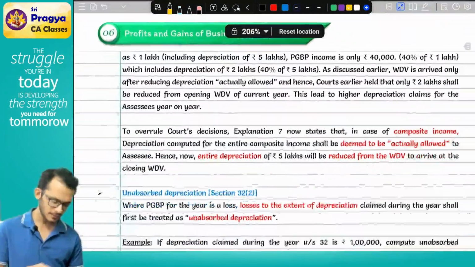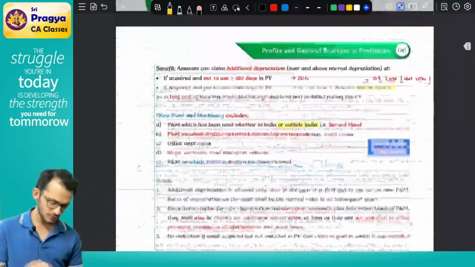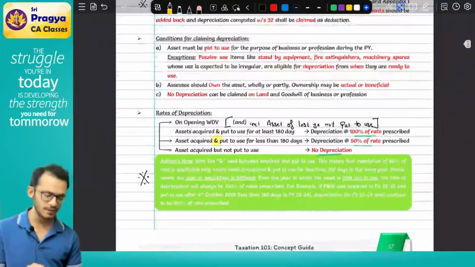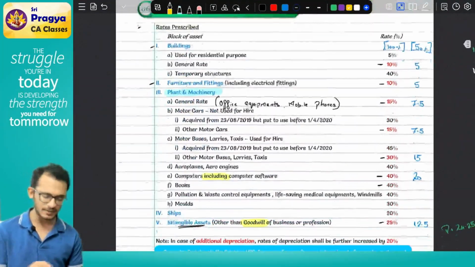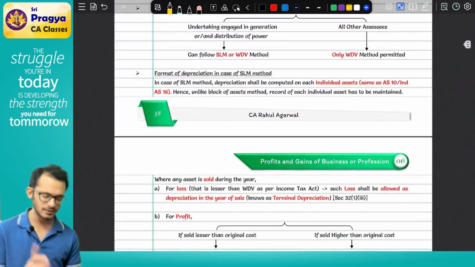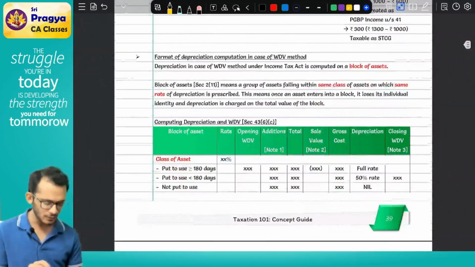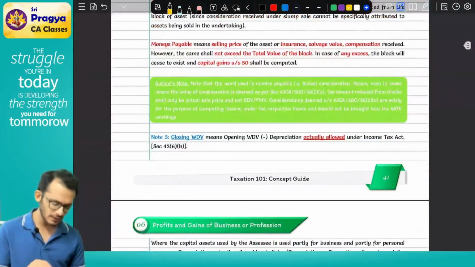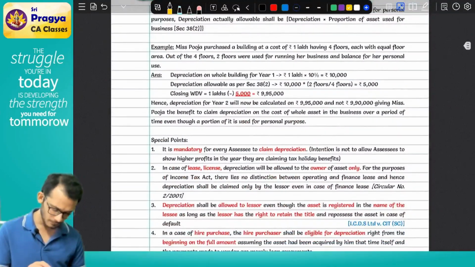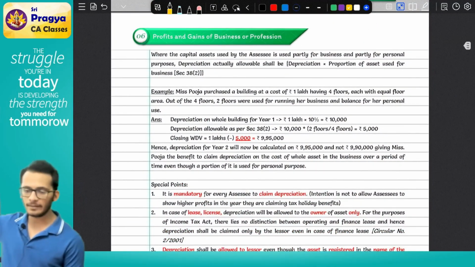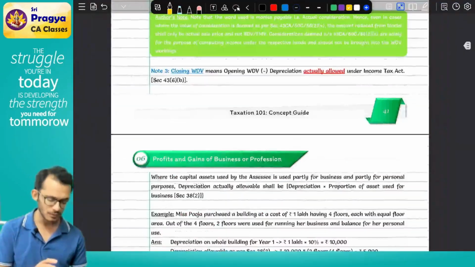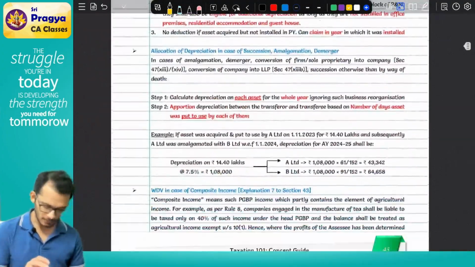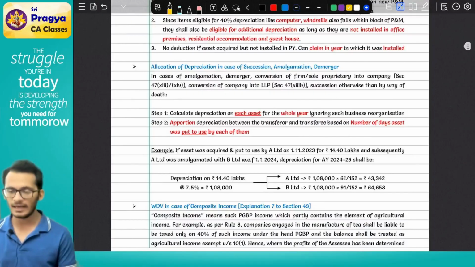Perfect. This is your depreciation, where we have now completed how depreciation looks like. We covered the methods of depreciation, how to calculate the percentage of depreciation, what happens in case of additional depreciation, and then the format for depreciation. Then we did some special scenarios, where if you are using the asset for part personal and part business, it is on your page number 42. Page number 42 has part personal and part business. Page number 43 has allocation of business and demerger.